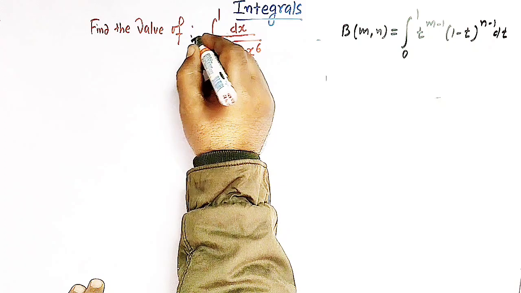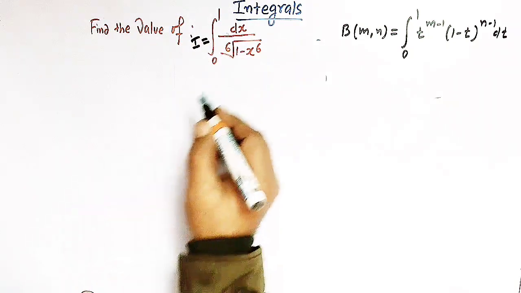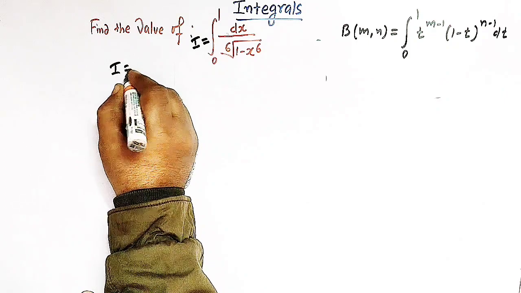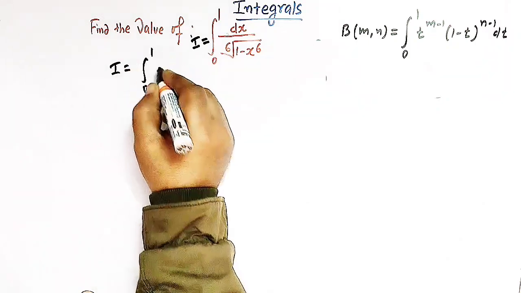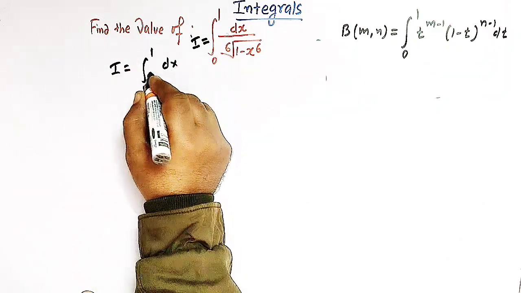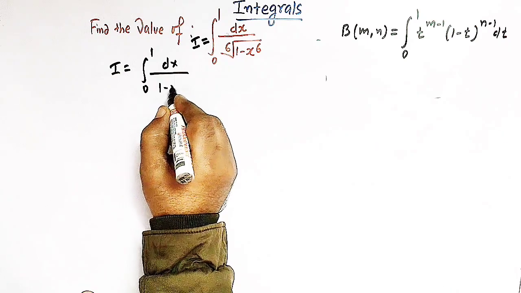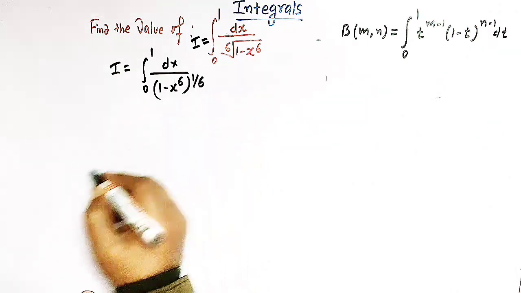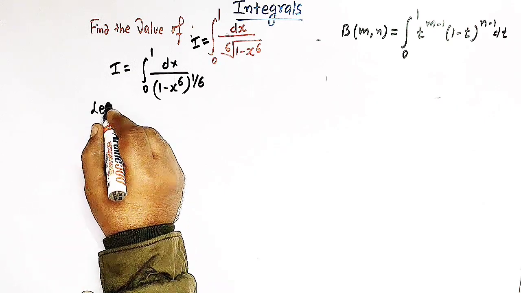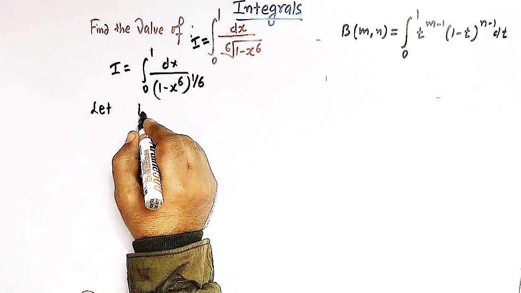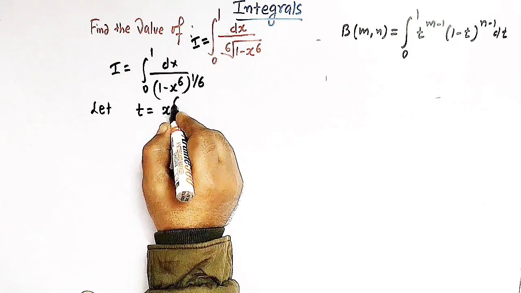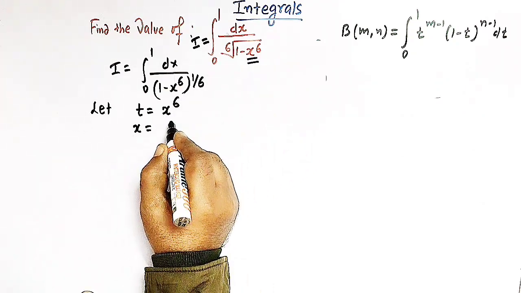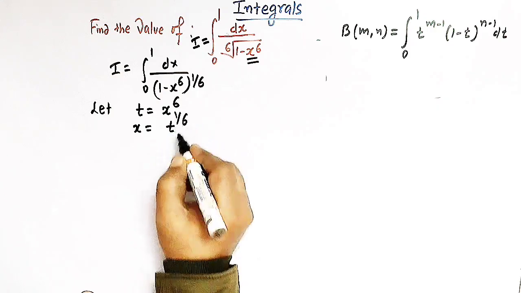So let us take this integral as I, and here what we will do, we'll first write this integral I as 0 to 1. We have dx divided by 1 minus x raised to 6 raised to 1 over 6, and let us make this substitution, that is t is equal to x raised to 6, so that we can write x is equal to t raised to 1 over 6.